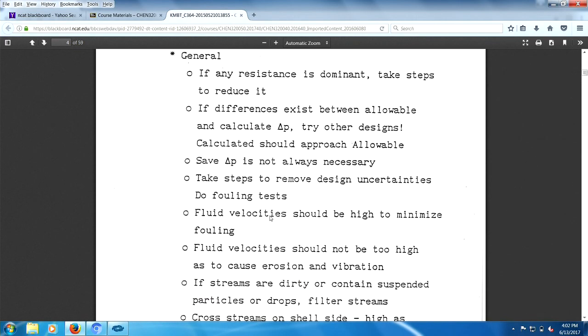You should use as much pressure drop as you can. If you're allowed 10 psi, then use 10 psi, or try to get as near to 10 psi as you can. The higher the pressure drop, the more energy you put into the system, and probably also the better the heat transfer. Saving delta P is not always necessary. Take steps to remove design uncertainties. Do fouling tests. Well, that may help you.